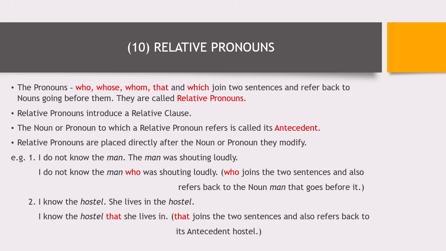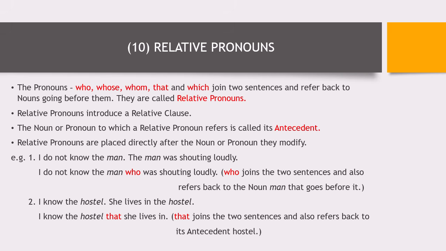Relative pronouns. The pronouns who, whose, whom, that, and which join two sentences and refer back to nouns going before them. They are called relative pronouns. Relative pronouns introduce a relative clause. The noun or pronoun to which a relative pronoun refers is called its antecedent. Relative pronouns are placed directly after the noun or pronoun they modify.